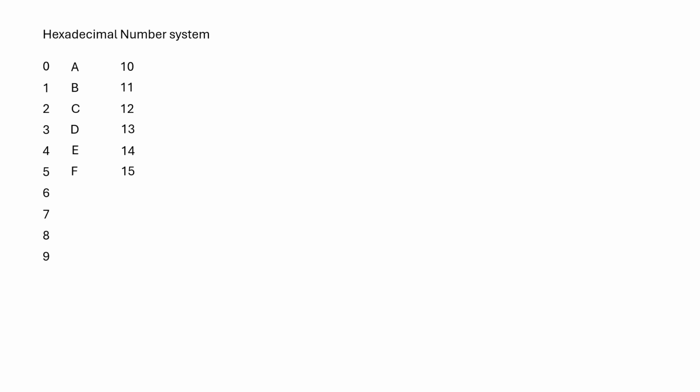If you add these numbers, you will see that there are in total 16 numbers, which also includes 0. The place value of each of these numbers starts with 16 to the power of 0. You remember in binary it was 2 to the power of 0 and increases by 1 each time.